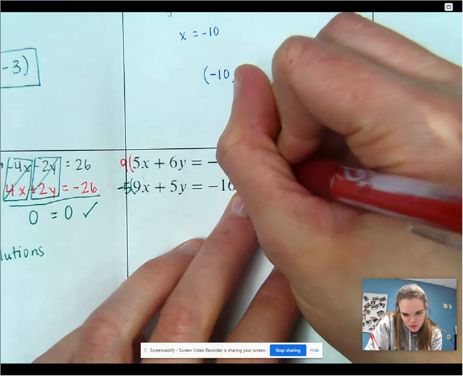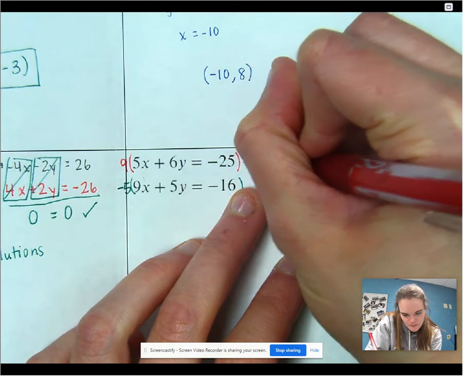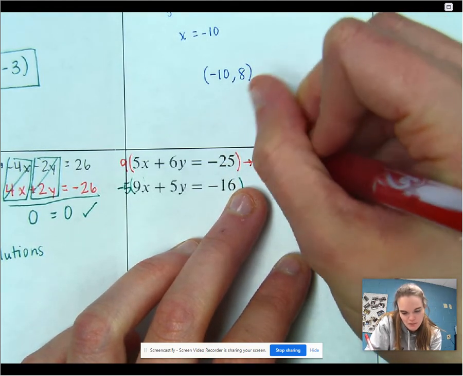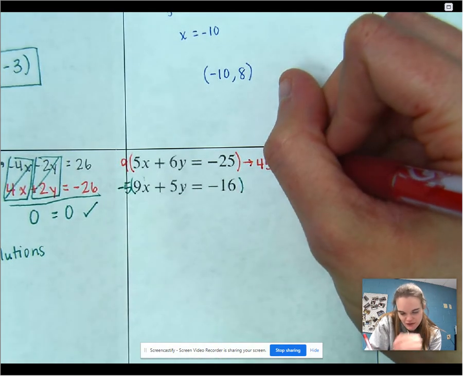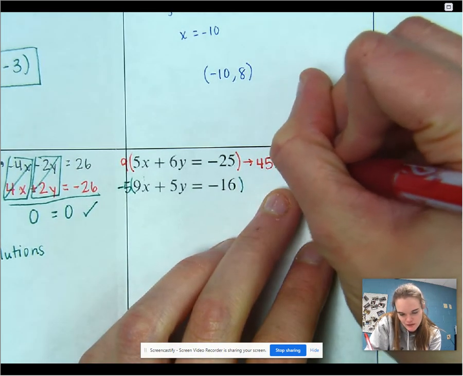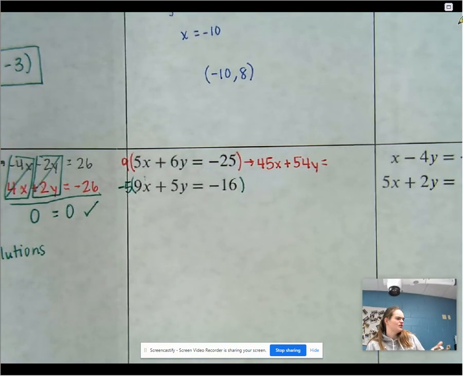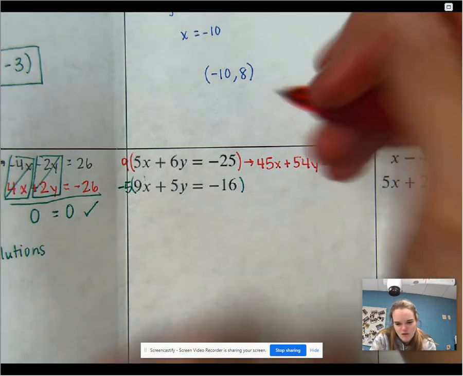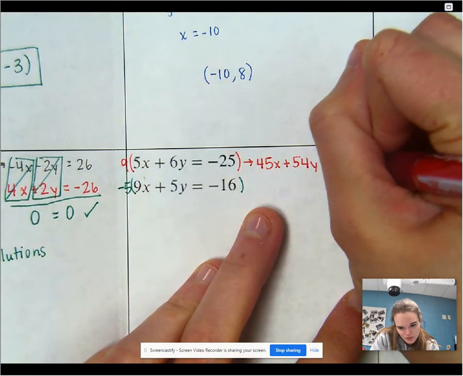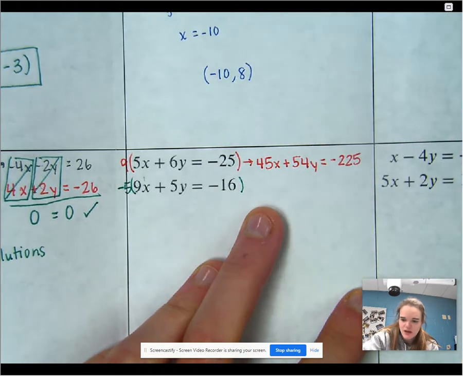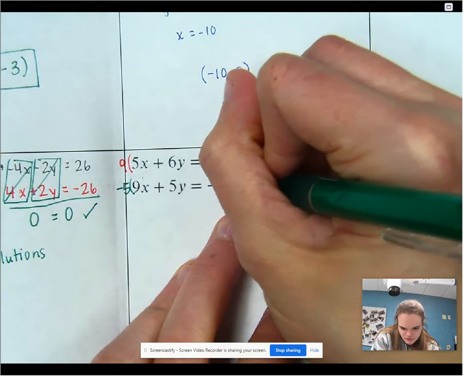Okay, that leads to 45x plus 54y equals, and I'm pretty good, but negative 25 times 9, I want a calculator. It's 250. It should be negative 225. Yeah, negative 225. I just wanted to check. Sometimes I make simple math mistakes, as I'm sure you might too.